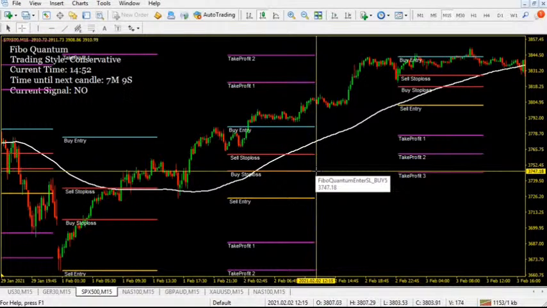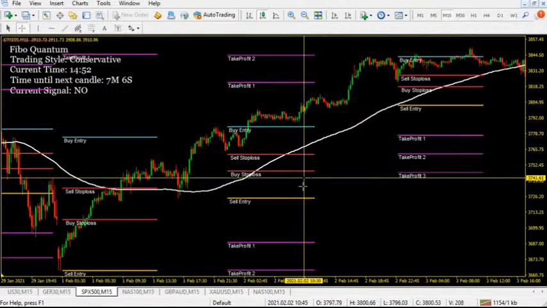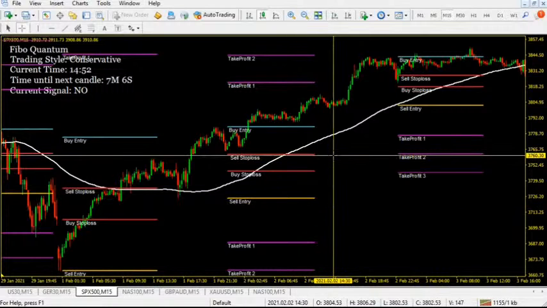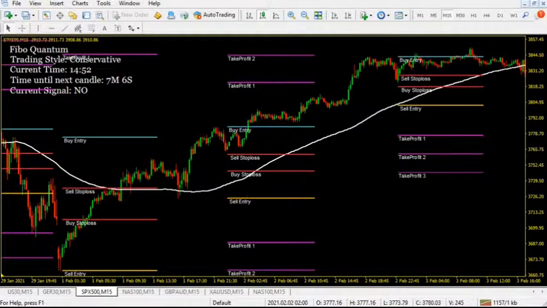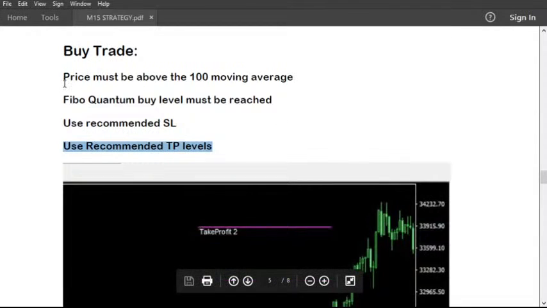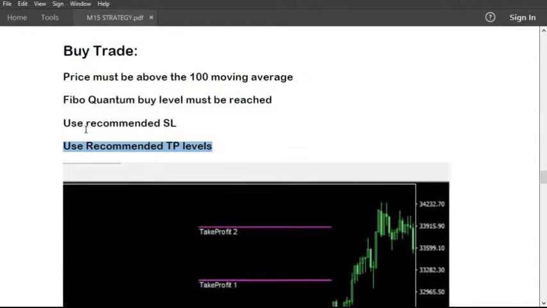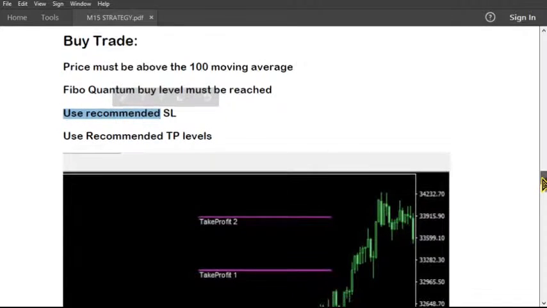You put your stop loss where it says buy stop loss if you are buying, and if you were selling, you'd put your stop loss where it says sell stop loss. Very simple, guys. These rules are very simple. The price must be above the 100 period moving average, and then the buy entry must be reached, and you should use the recommended stop loss and take profit for risk management purposes.